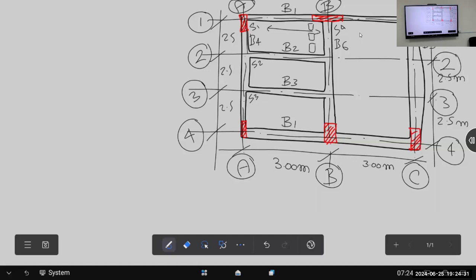We are discussing the exact load, but what is the effect? The determination of the loads' effect. The effect is normal force, shear force, moment, and normal stress, shear stress, and deflection. This is the effect. Now, determination of loads effect: first, we have to define the load.